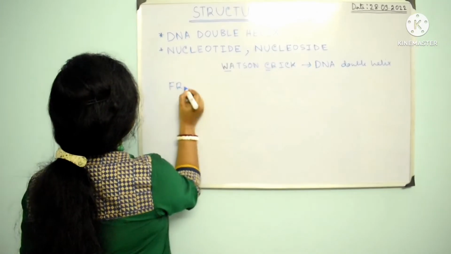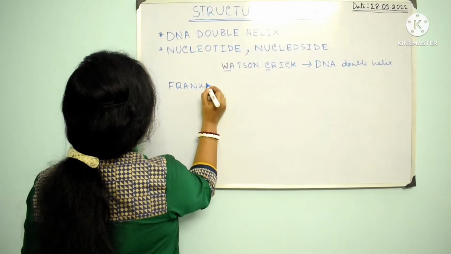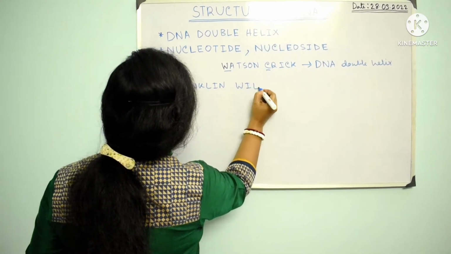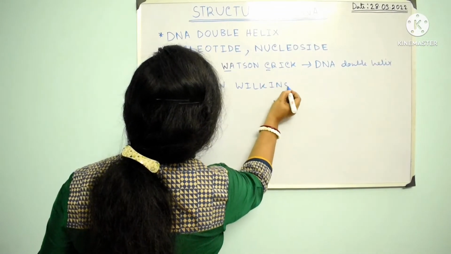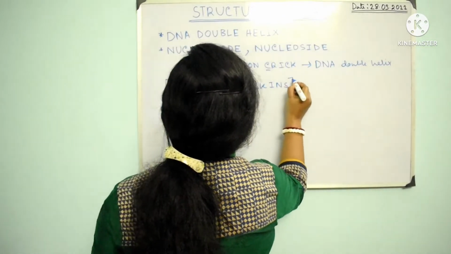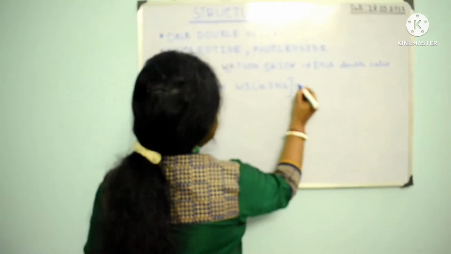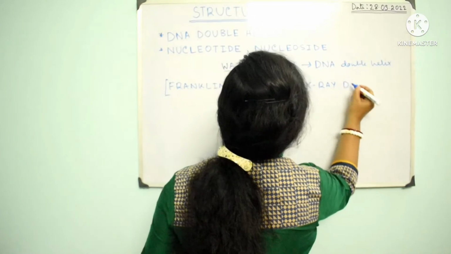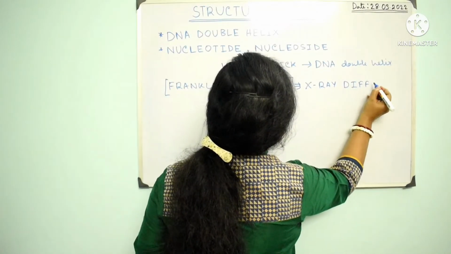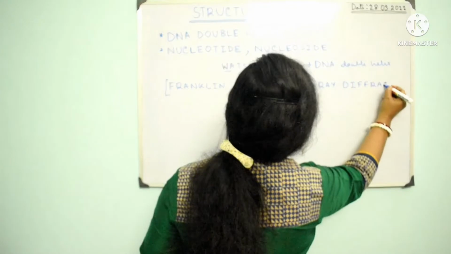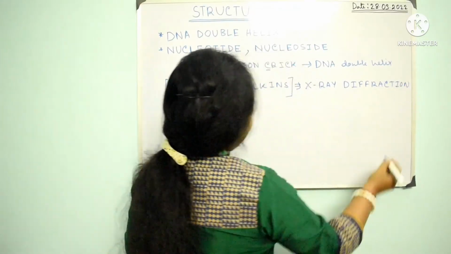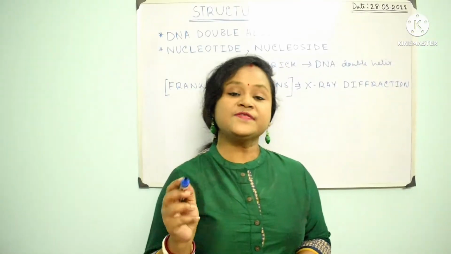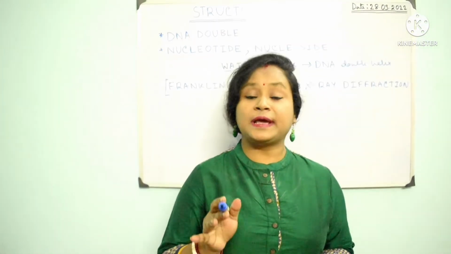Scientists Franklin and Wilkins used the X-ray diffraction technique. The X-ray diffraction technique showed that it is a DNA double helix, based on the photograph from X-ray diffraction.